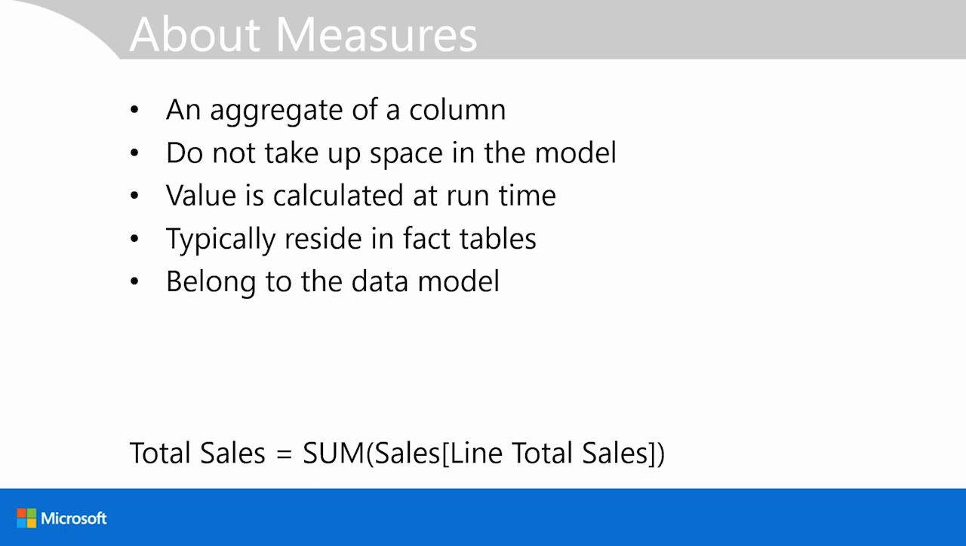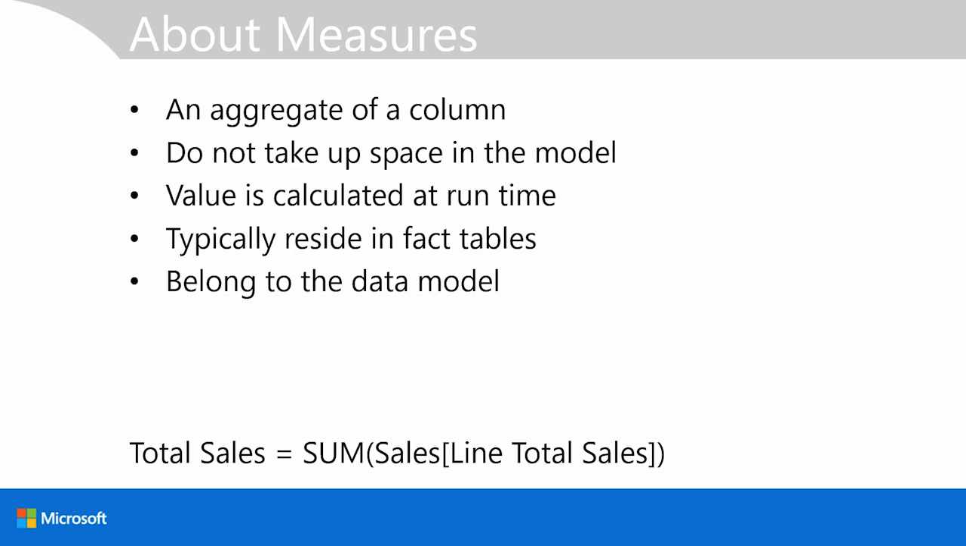Okay, so just a little bit about measures. So a measure is an aggregate of a column. It does not take up space in the data model, and its value is calculated at runtime. So what do those two bullet points there mean? So when you initially create a measure and hit enter, you're going to notice that nothing happens because you're just storing a query. That query will have a value when you go to use it at runtime on a report, and it's able to take advantage of context, which we're going to talk about in a subsequent sublesson, to go ahead and calculate its value.